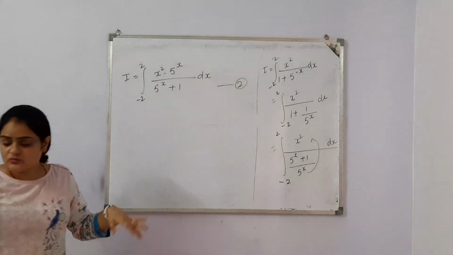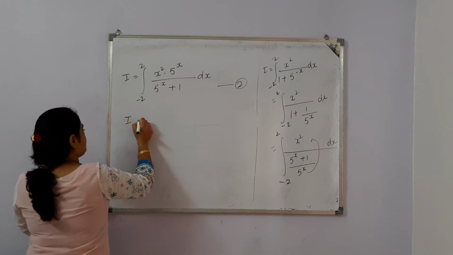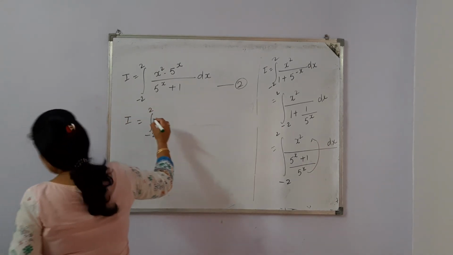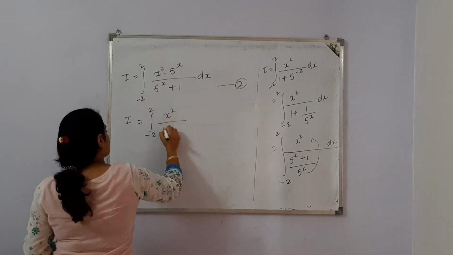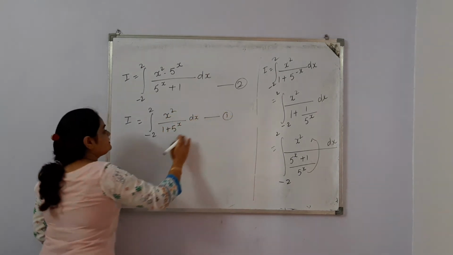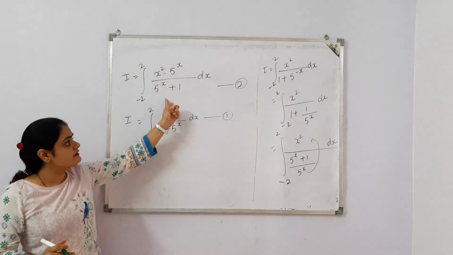The given condition should be your first condition. The given condition is minus 2 to 2, it is x square 1 plus 5 raised to power x dx. This is your first condition. This is the given condition, the given statement. Take it as 1 and this condition as 2.